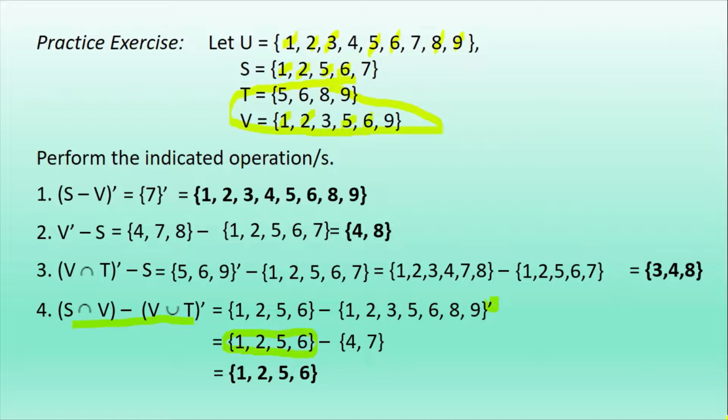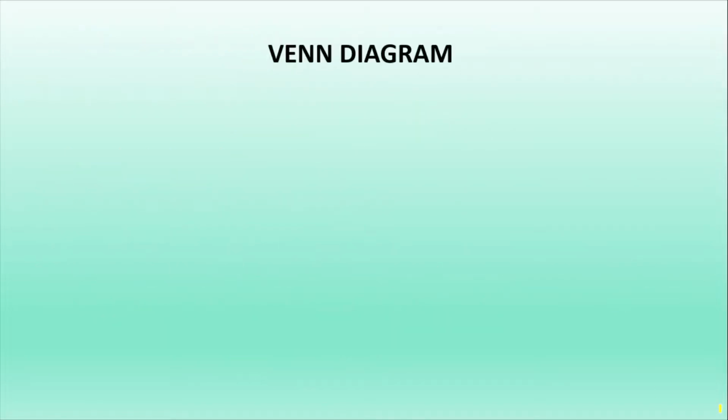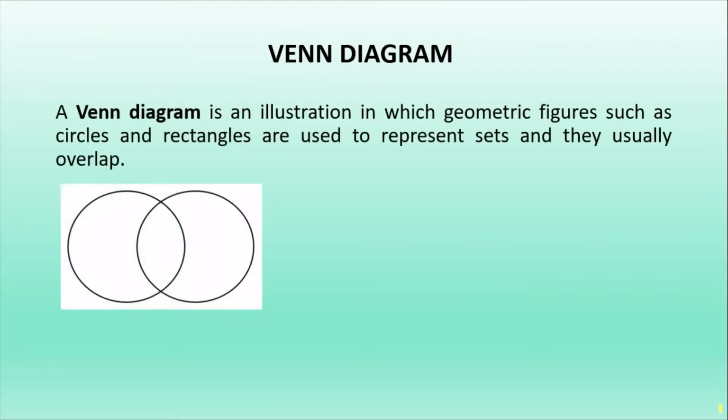Now, that's all about the operations on sets. Now, let's proceed to the Venn diagram. A Venn diagram is an illustration in which geometric figures such as circles and rectangles are used to represent sets, and they usually overlap. This one is the standard two-circle Venn diagram. This part means their intersection, and so on.